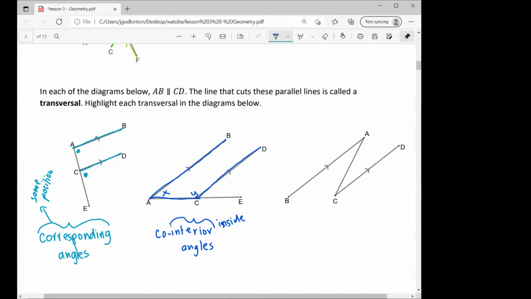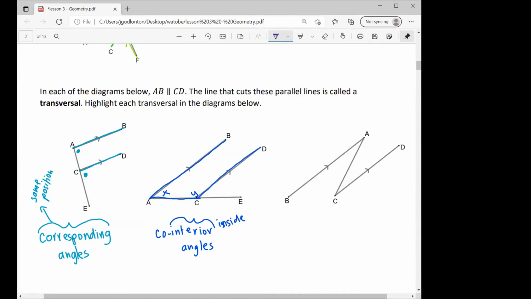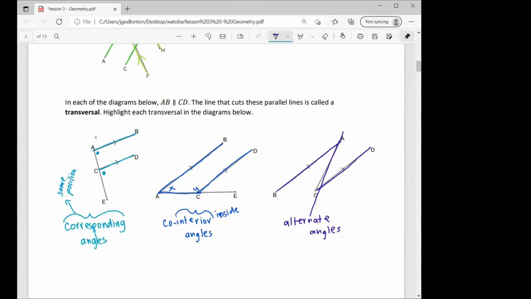And don't panic if you're feeling lost. If you haven't done this in school and this is all new, I promise we're going to spend time on each one of these reasons. This is just like an introduction to the three of them. And then our last one is alternate angles. And so there's my one parallel line and there's my other parallel line. And then we have this transversal line which cuts through them. And it creates these angles that we're wanting to play with.